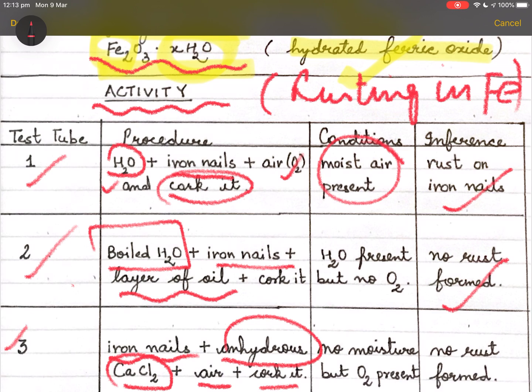So what is absent here? Moisture. Very true. So are the conditions satisfied? No. One condition is absent, that is moisture not present, but oxygen is present. What do you think? Yes, of course, no rust formed. So this activity helps us to understand the conditions of rusting.